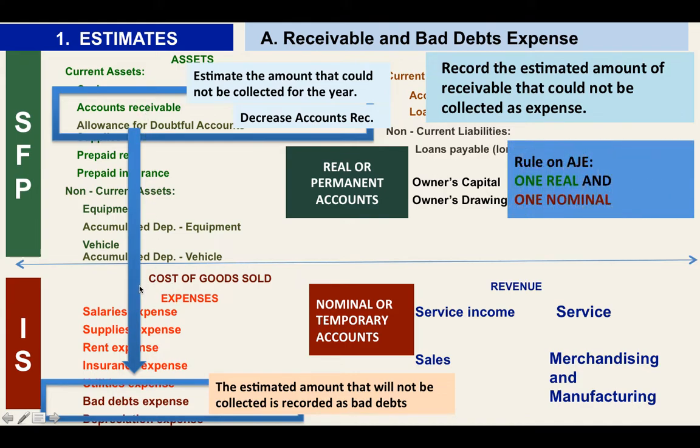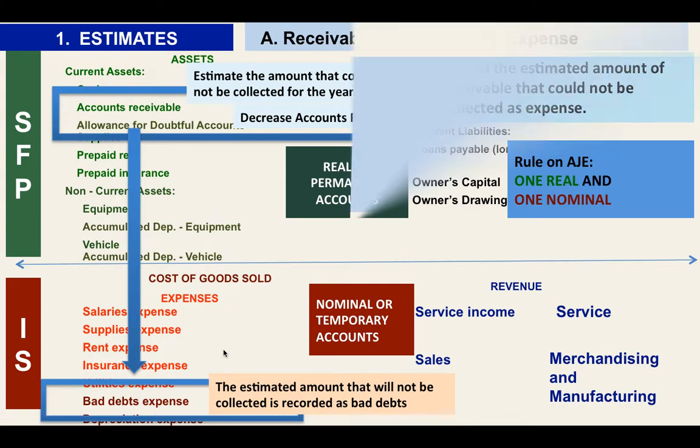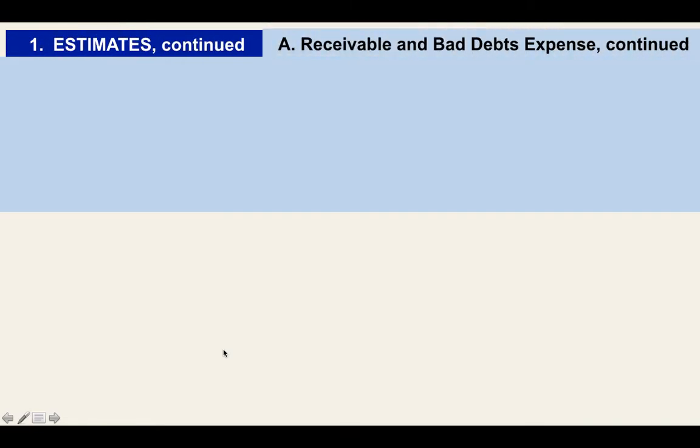So class, with that class, we will be able to comply with the rule on adjusting journal entry. One real and one nominal account. So in this case, accounts receivable or allowance for doubtful accounts, and the nominal account is the bad debts expense. Okay, let's continue the illustration.